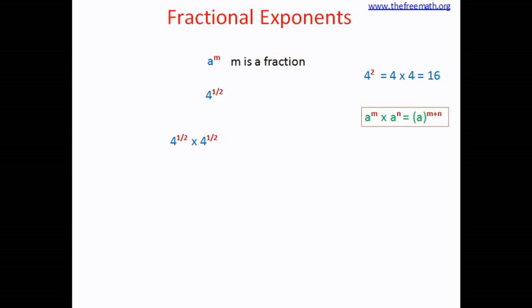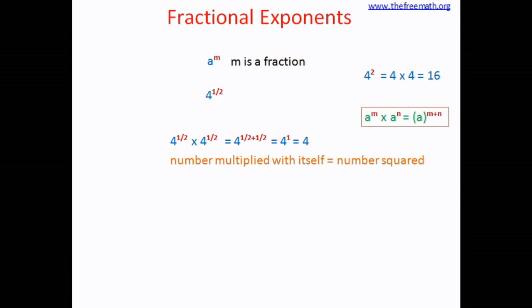So let's apply this rule and write it down like this: 4 to the power of 1/2 plus 1/2, which equals 4 to the power of 1, that means 4. So what I understand here is that when I multiplied 4 to the power of half with itself, I got 4. Now what does that mean? When a number is multiplied with itself, that is called the number squared, right? That means I squared 4 to the power of 1/2 and I got 4.